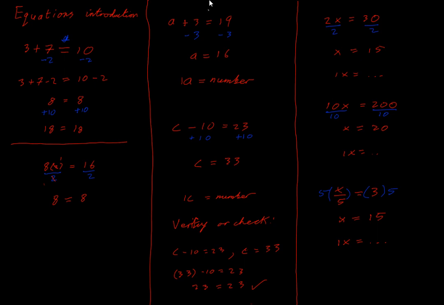Now, a tool that can be useful for remembering that we have to keep our balance is to imagine that the left hand side of our equal sign is on a weighing scales on the left, and the right hand side of our equation is on a weighing scales on the right. And if we take away the same amount from both sides, we keep our equation balanced. And that's another useful way to think about equations.